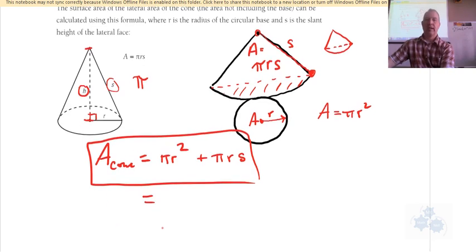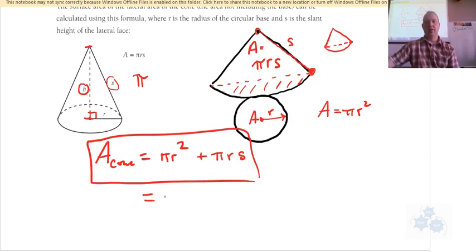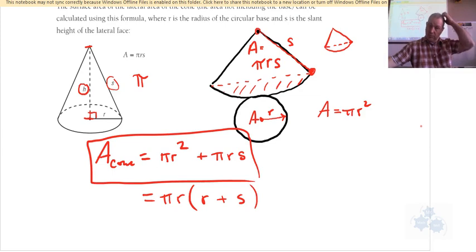Another way to write this, which shouldn't really matter to you, but if you want, you could write it like this: pi times r, plus s. I don't know if that looks more confusing to you. It's the same thing. But I would just focus on memorizing this one.